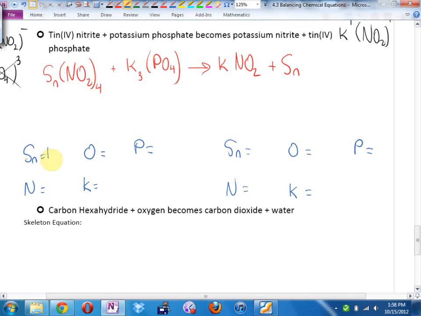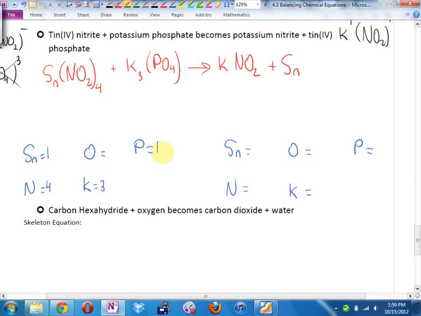How many Ns are there grand total on the left-hand side? 4. Because it's inside a bracket with a 4. Let's do the Ks because that's a little easier. How many Ks are there on the left-hand side? 3. How many Ps are there on the left-hand side? 1 or 4? Which one? 1, because that 4 is on the O.